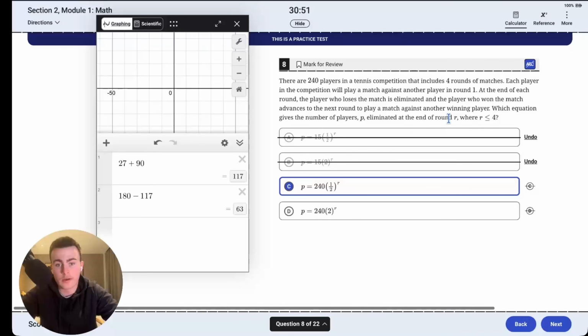Eliminated at the end of round R. Oh, I almost got this one wrong. Eliminated at the end of round R, right? So you're trying to count how many people get eliminated each round.